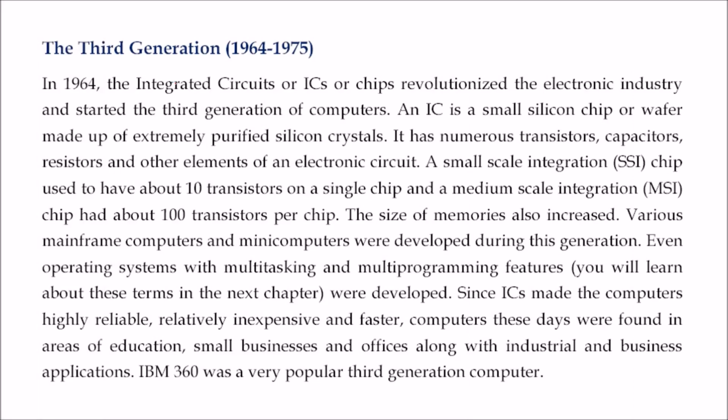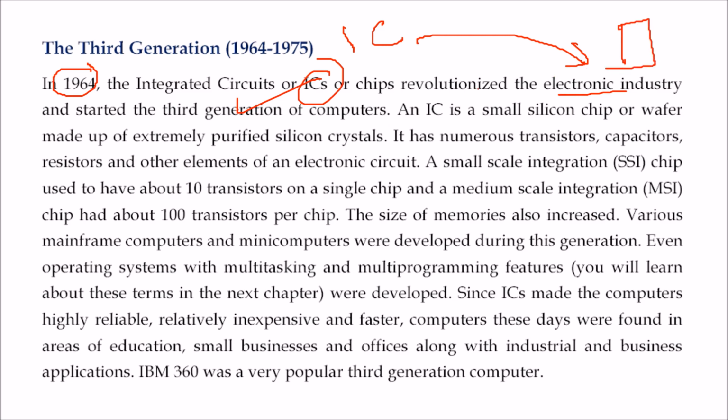Then the third generation. In 1964, ICs, integrated circuits, again revolutionized the electronic industry. Actually, a computer is an electronic device, so whatever changes happen in the electronic industry directly affect the computer. So the third generation started because of ICs. ICs are very small silicon chips or wafers made of extremely purified silicon crystals, with numerous transistors, capacitors and resistors on an electronic circuit.